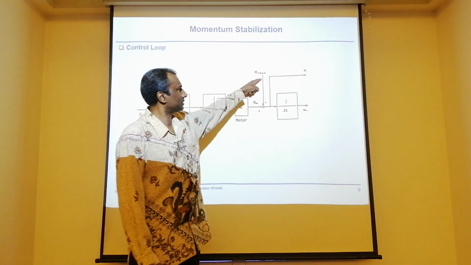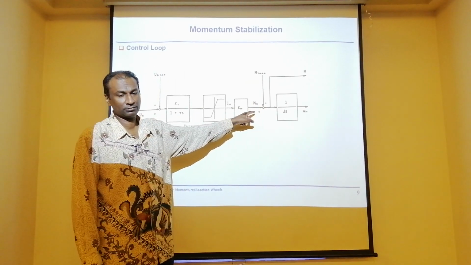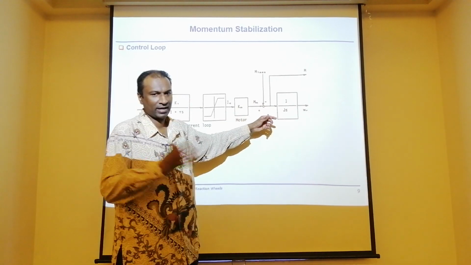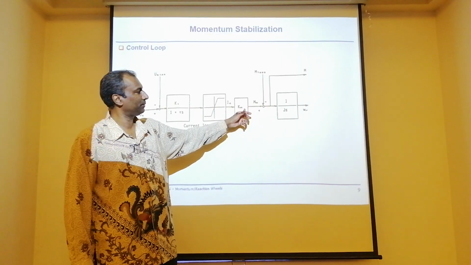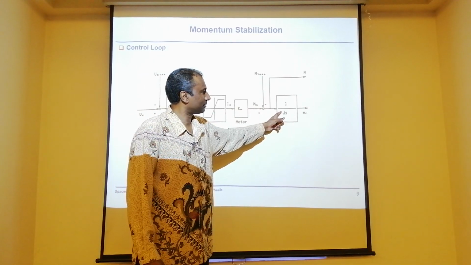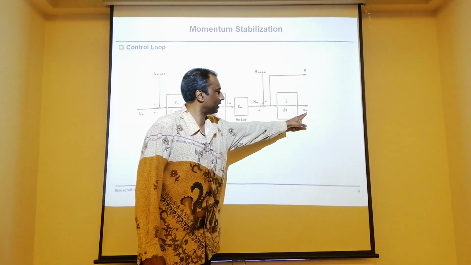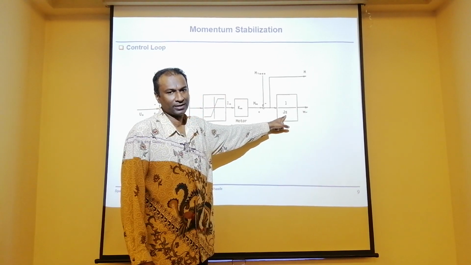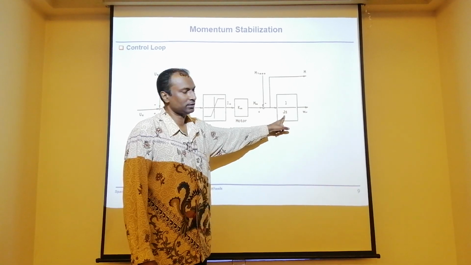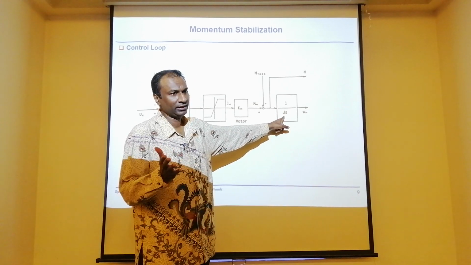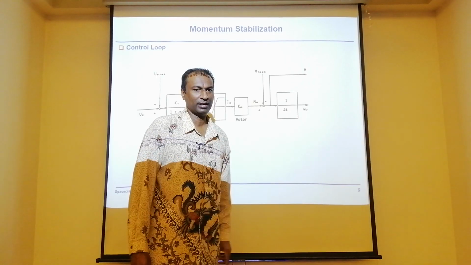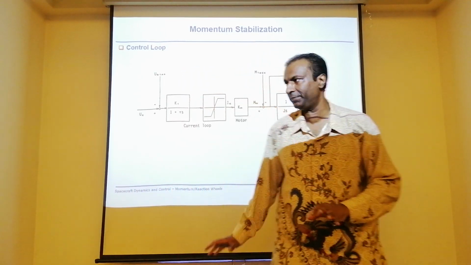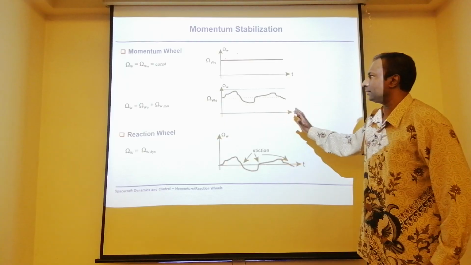Then you have some sort of losses of the wheel. Okay. Then you have eddy current loss. All those, so quite typical. Then it goes back to the actual wheel. Then you have the angular momentum. This is actually the S, the Laplace operator S. So 1 over the wheel inertia would give you the actual angular velocity of the wheel. Typical. Go on. All right.